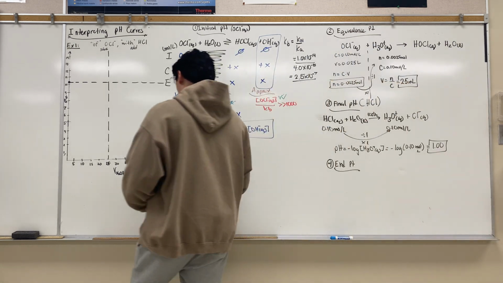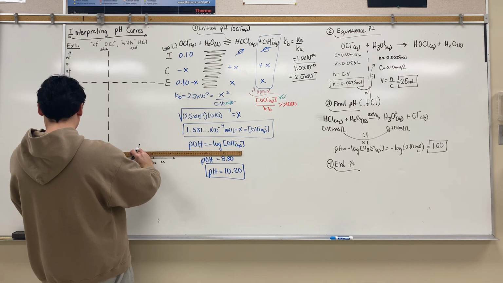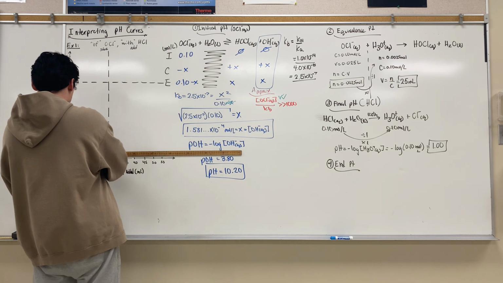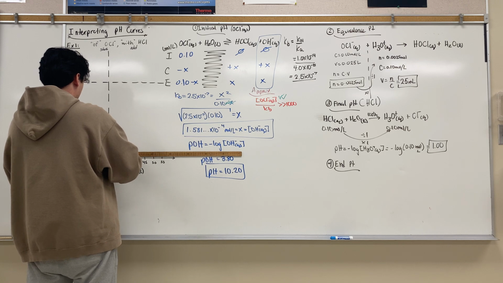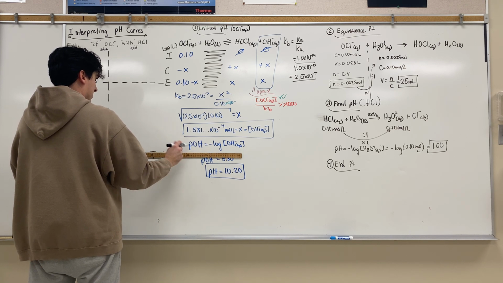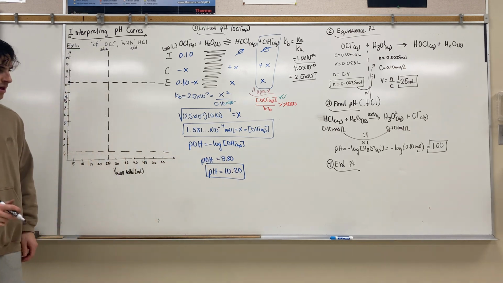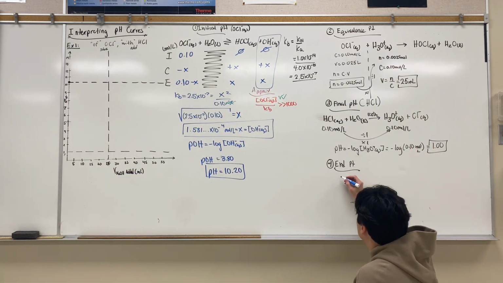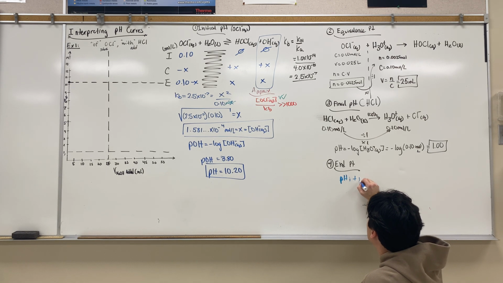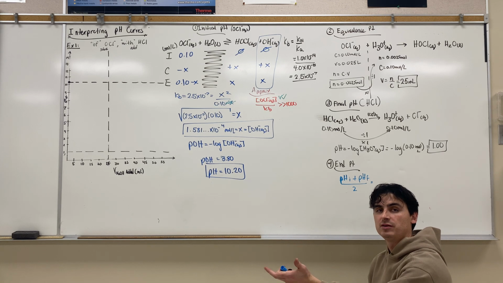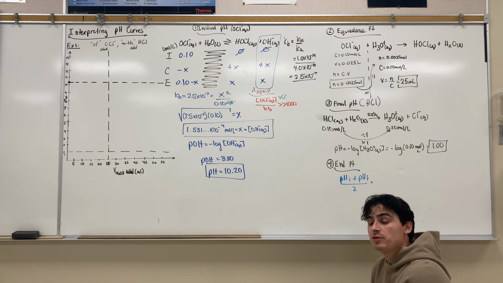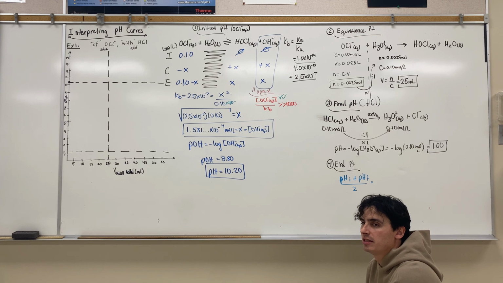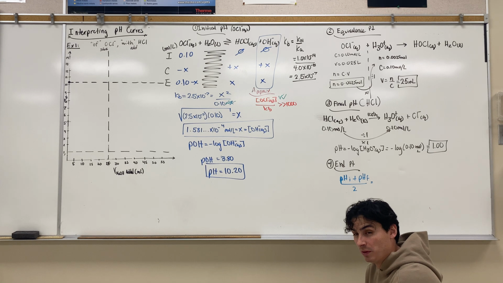So, go back to the graph. Go to 1 and graph your line. Perfect. The only thing that we're missing is the endpoint. To find the endpoint, we take the initial pH and the final pH and divide by 2. Again, this is not exact, this is an approximation. Before I do this calculation, I want you to think, what is this number going to be? Is it going to be 7, above 7, or below 7?